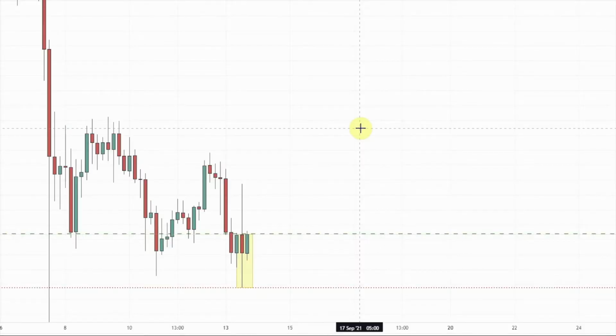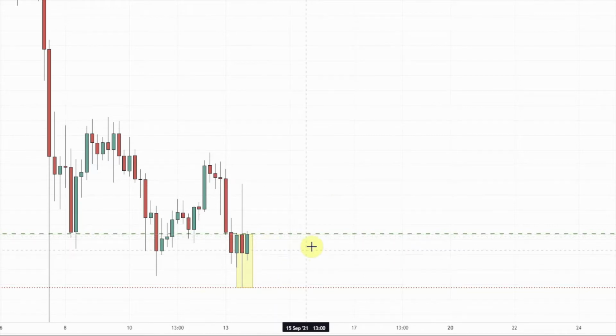This is a 4-hour time frame chart of ETH. In the yellow box we have a bullish engulfing candlestick pattern. So that's the final criteria for entry of this trade. The green line represents my entry level, the red line represents my initial stop loss. I'll show you how the trade played out.